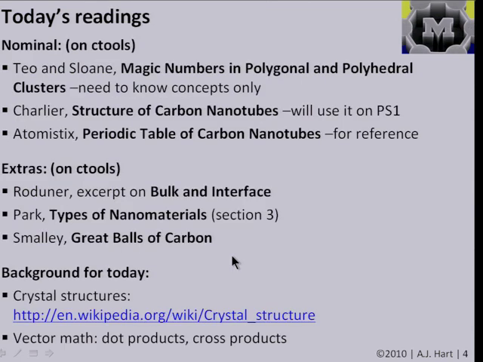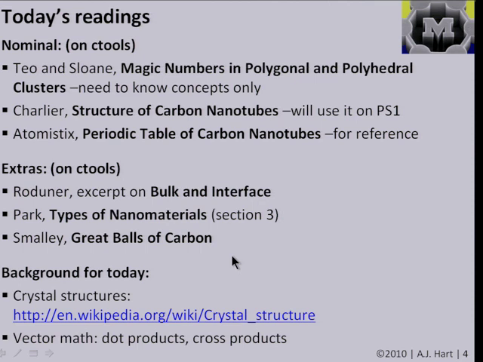And then the readings for today, which are already up on CTools, I've put into three categories. We have a paper by Teo and Sloan on this idea of magic numbers, and this gets pretty detailed, and really here I want you to know the concepts only and the types of things we talk about in lecture, but you can flip through it as you want.